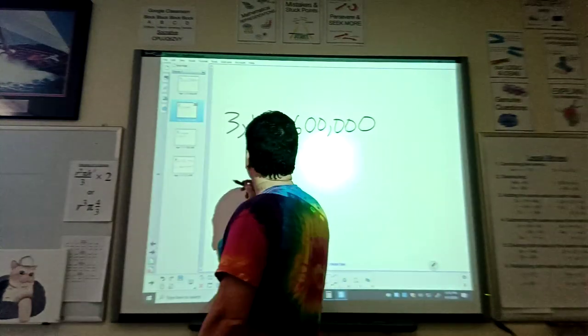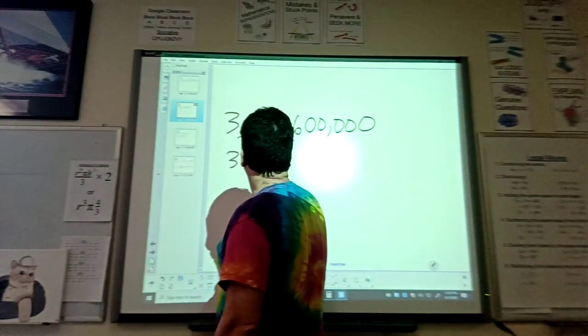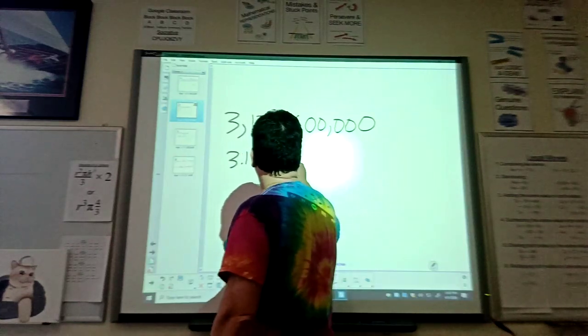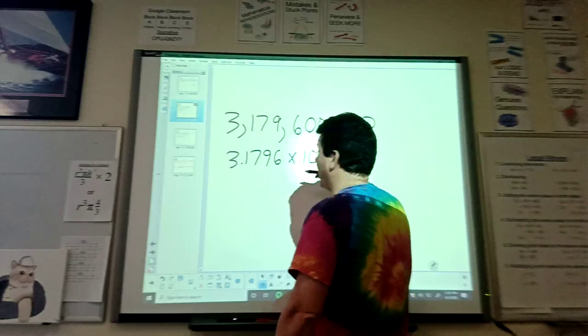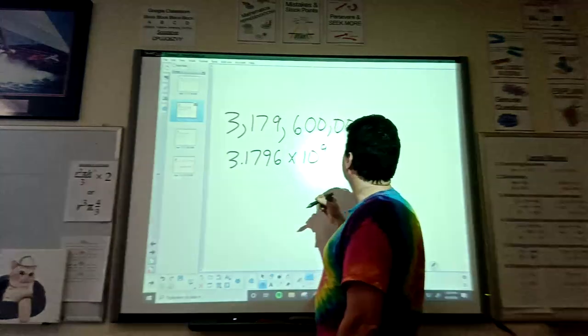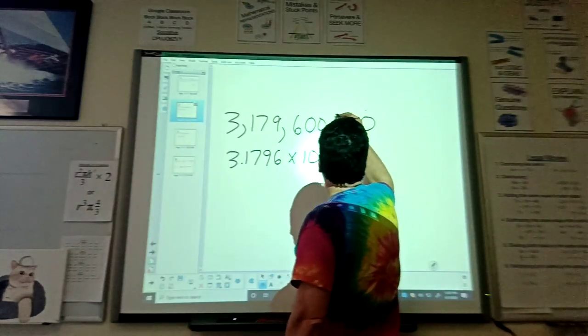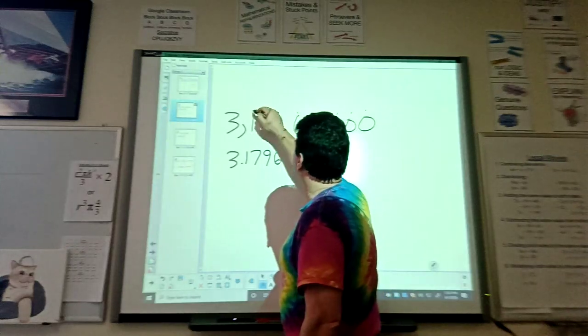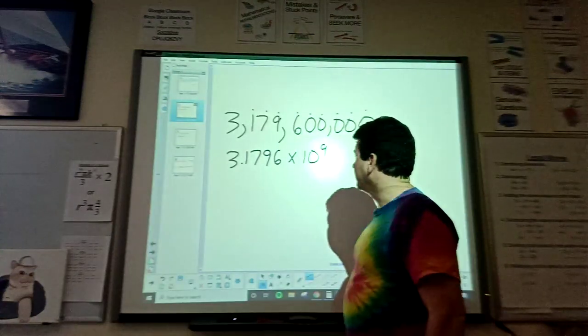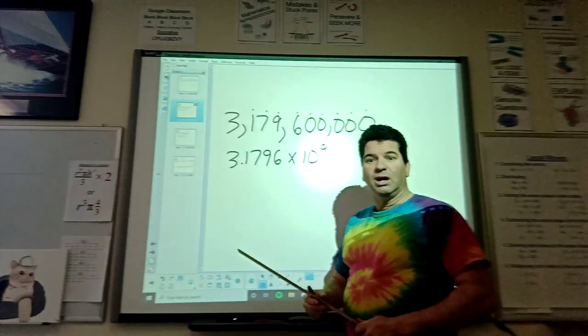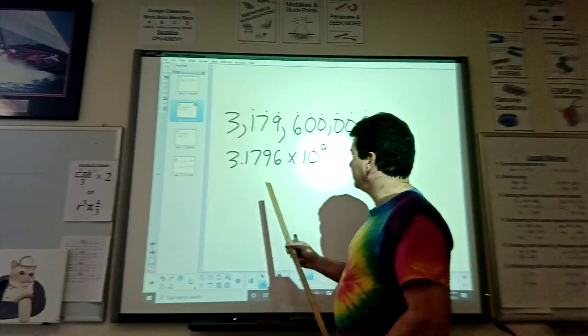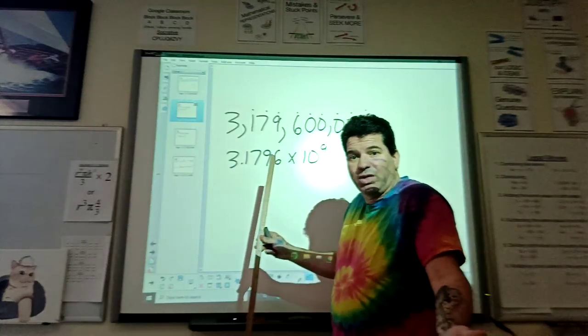Here's what we do. We write 3.1796 times 10 to the 9th power. Why 9? Good question. Why 9? Well, look at this. 1, 2, 3, 4, 5, 6, 7, 8, 9. Okay, so check this out. These two values exactly equal each other. This equals that. They're the same thing.